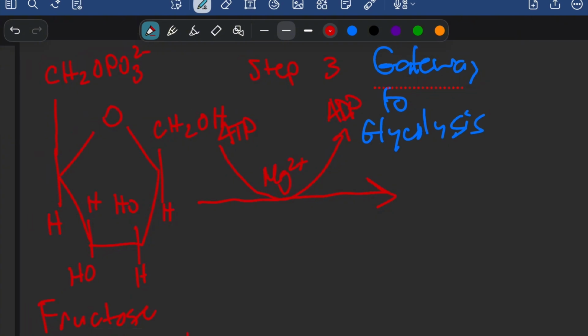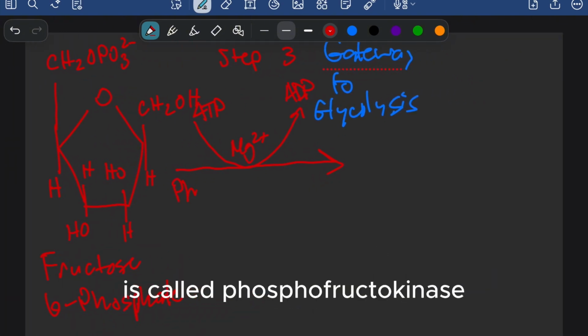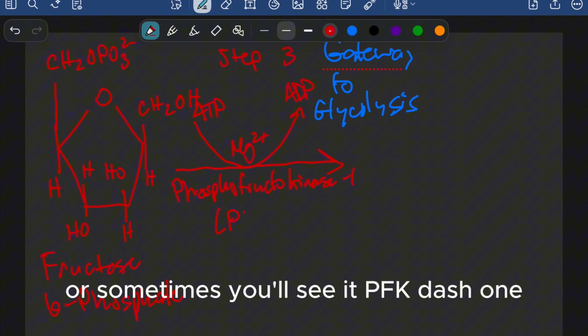magnesium 2 plus cofactor, and our enzyme, this is a very important enzyme, is called phosphofructokinase 1, or sometimes you'll see it PFK-1.